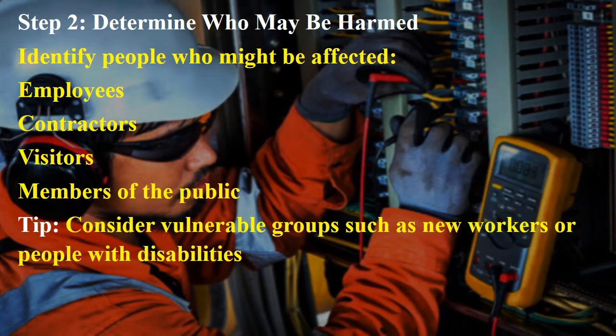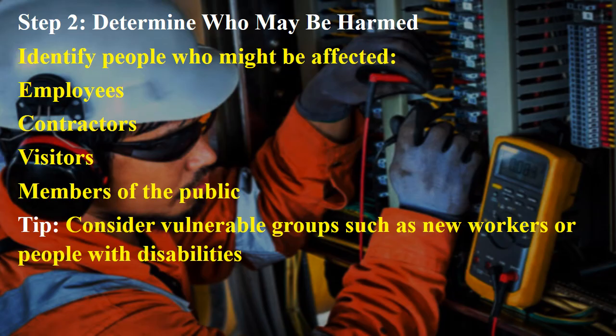Step 2. Determine who may be harmed. After identifying the hazard, you determine who may be harmed by that hazard. Identify people who might be affected: employees, contractors, visitors, members of the public. These are the groups of people. So when you identify that there is a present hazard, you must first associate that hazard with the possible group of people who are exposed to this hazard. It can be employees of the company, contractors of the company, visitors coming into the company premises or organization, or members of the general public.